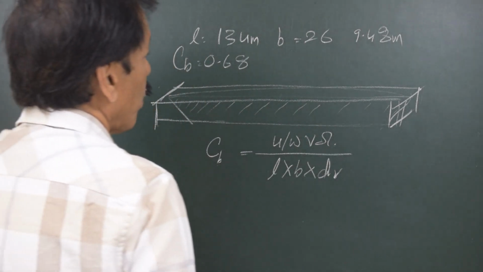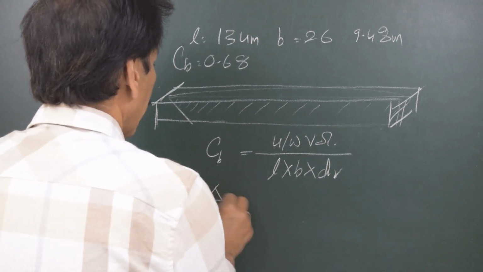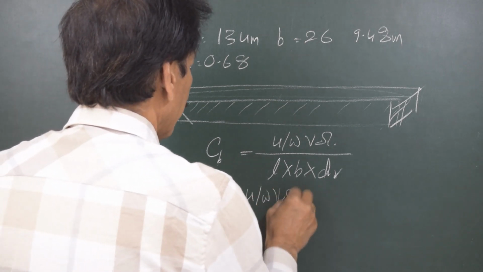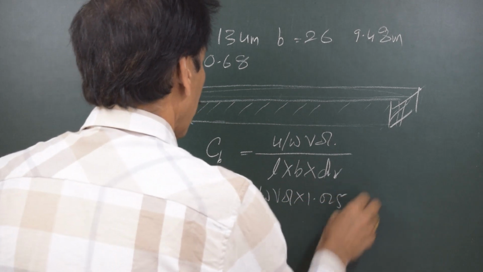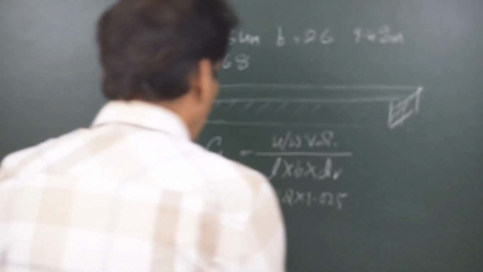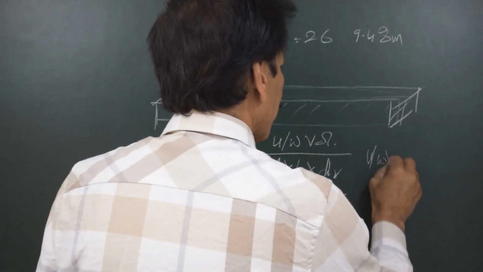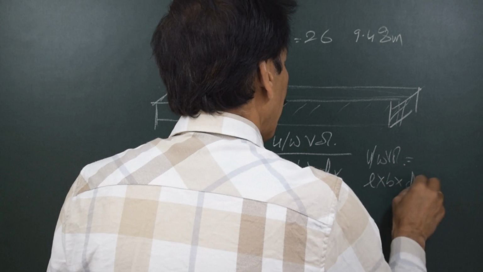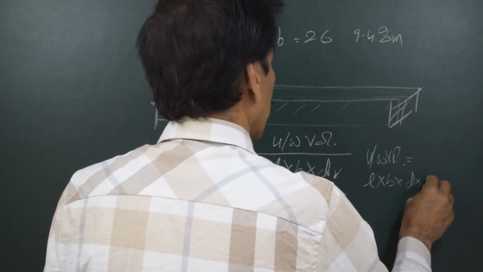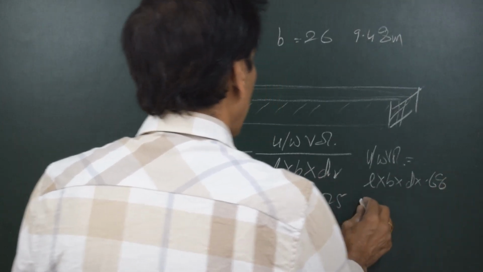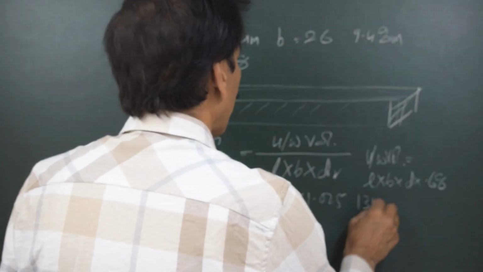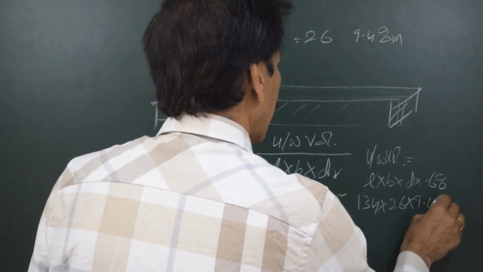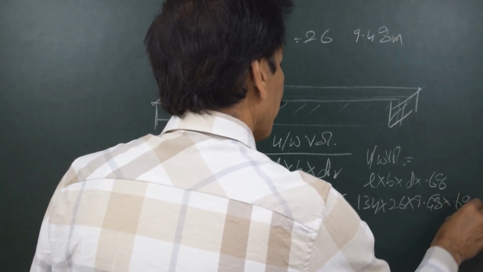So the summer displacement would be underwater volume into 1.025. But how to get underwater volume? Underwater volume should be equal to length into breadth into draft into block coefficient, which is 0.68. So that would be 134 into 26 into 9.48 into 0.68.